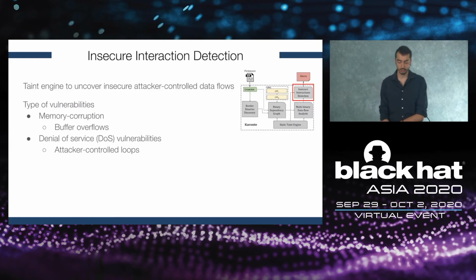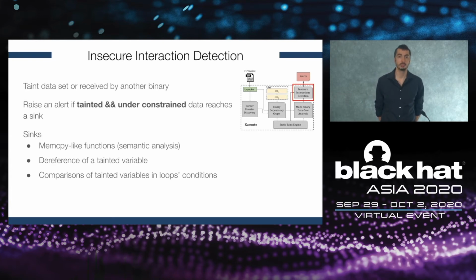The last module of our system is the insecure interaction detection module, where we use our taint engine to uncover insecure attacker-controlled data flows. In Caronte, we look for two types of vulnerabilities. We look for memory corruptions, such as buffer overflows, and we look for denial of service vulnerabilities, which means that we find loops whose guards are totally controlled by attackers.